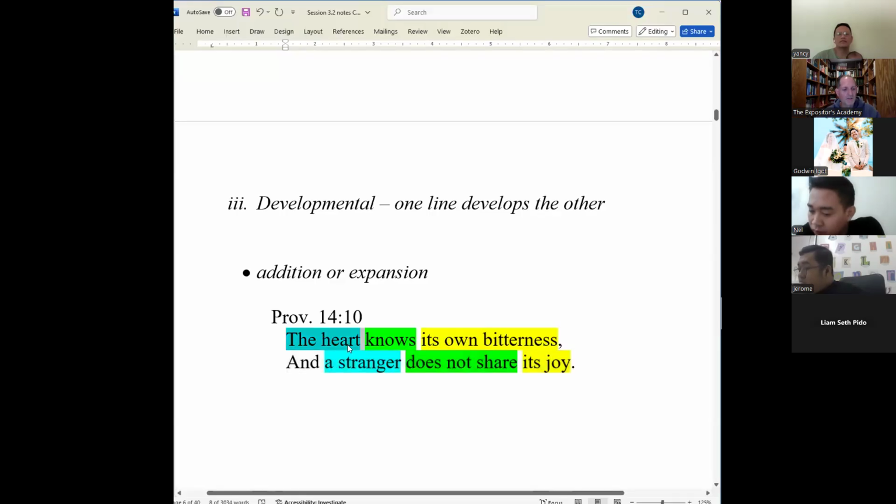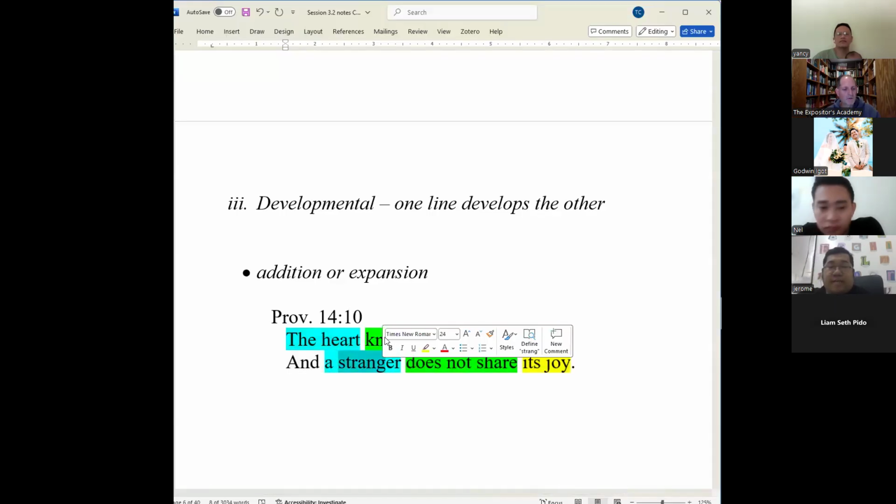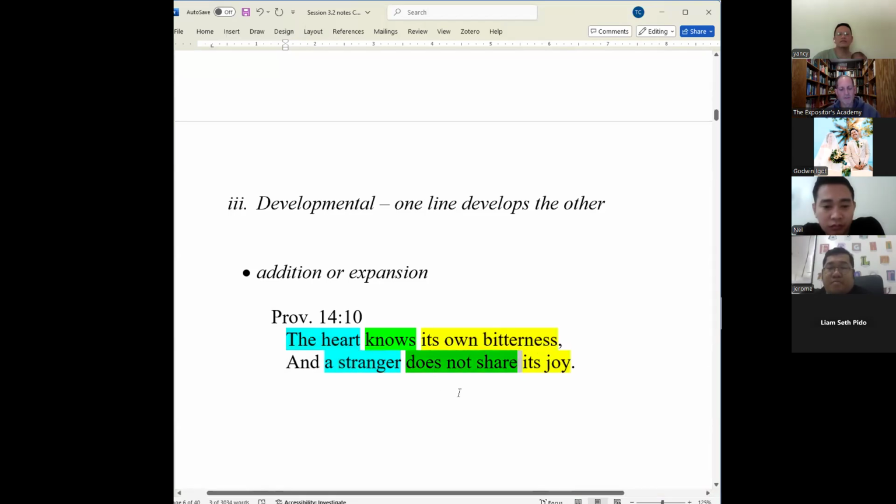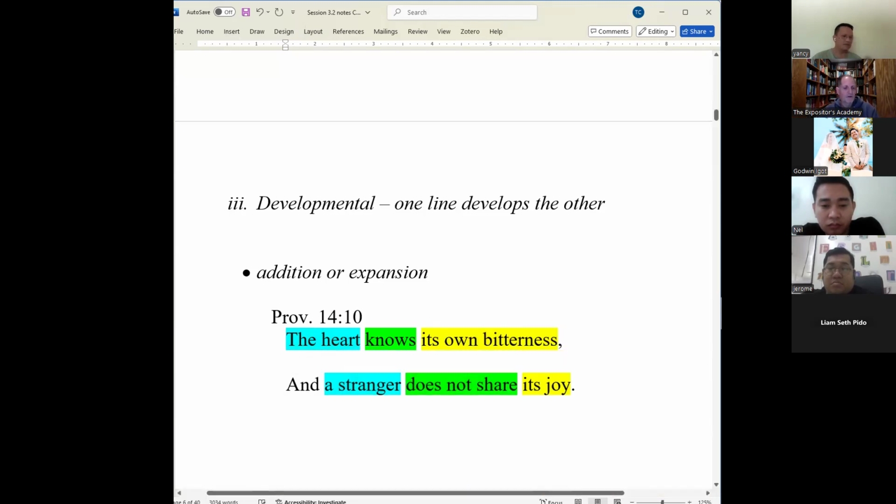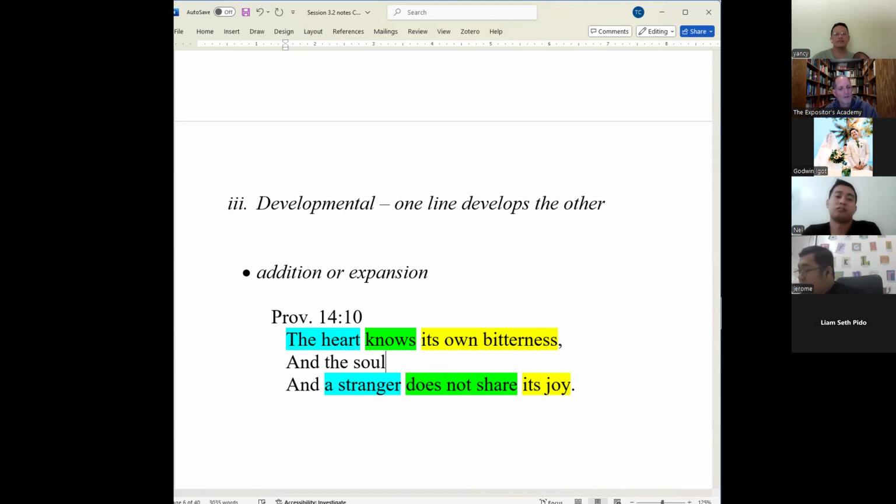a synonymous structure grammatically? And so usually if it's developmental, it's not, like we saw here in this example in Proverbs 14, where the subjects aren't synonymous. The heart and the stranger, and knows and does not share is not really synonymous either. Okay. Now, if it had said something like the heart knows its own bitterness and the soul understands sorrow.